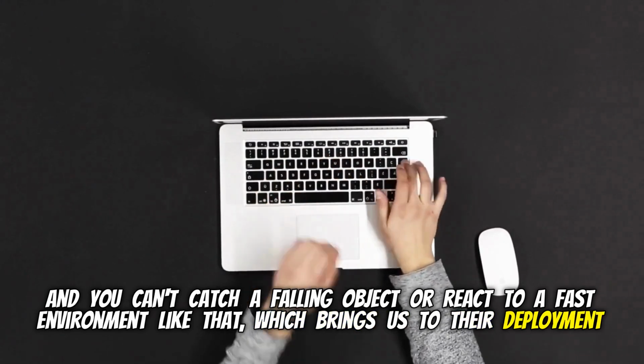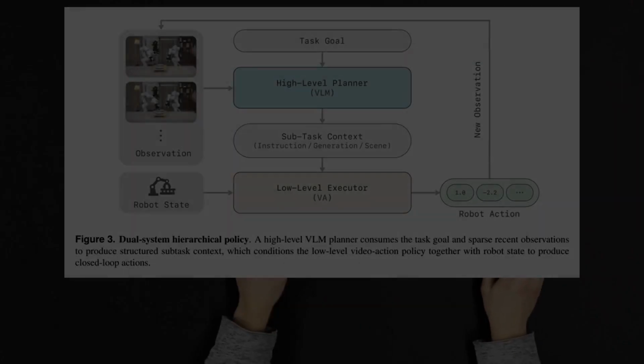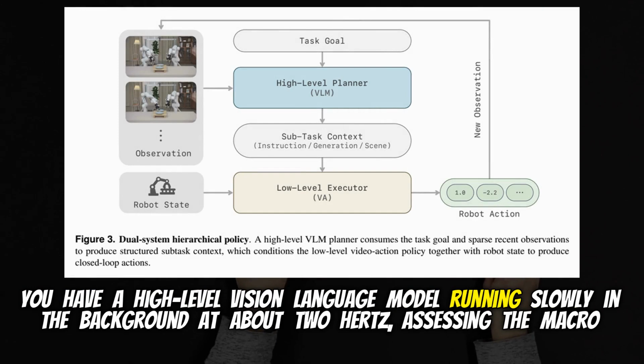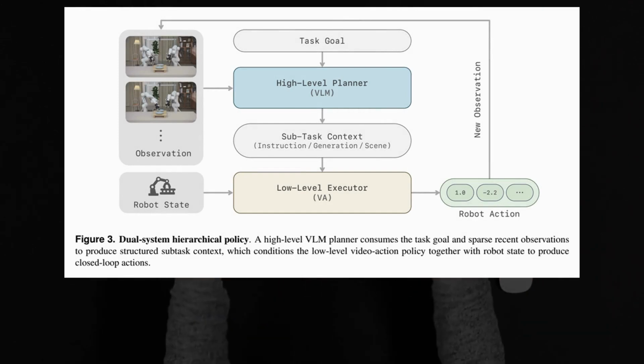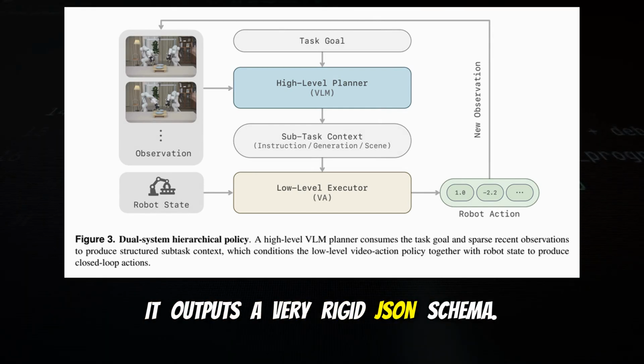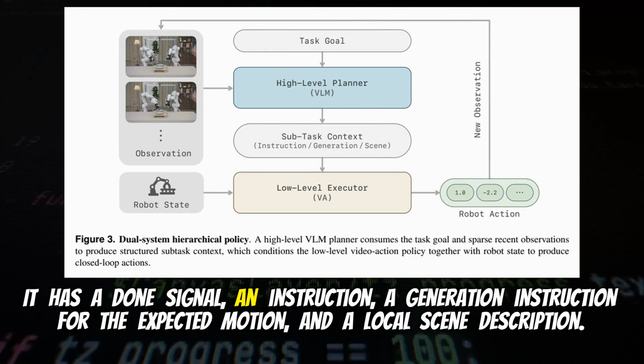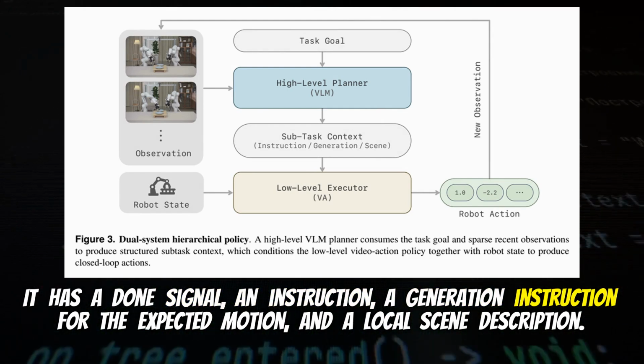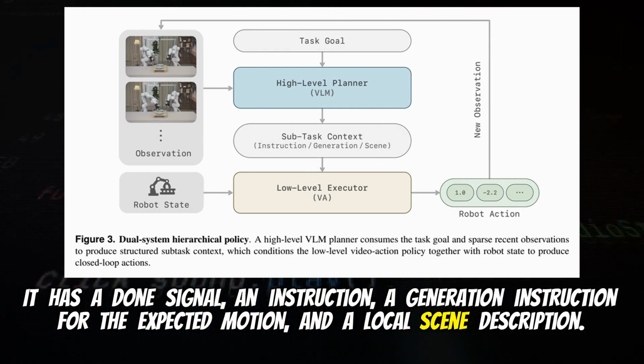Which brings us to their deployment architecture. They split the problem. You have a high-level vision language model running slowly in the background at about 2 Hz. Assessing the macro state of the scene. Right, but it doesn't output natural language. It outputs a very rigid JSON schema. It has a done signal, an instruction, a generation instruction for the expected motion, and a local scene description.